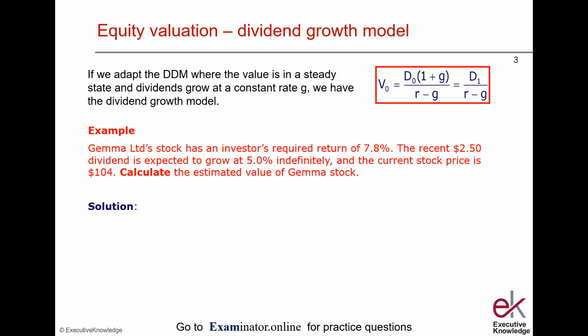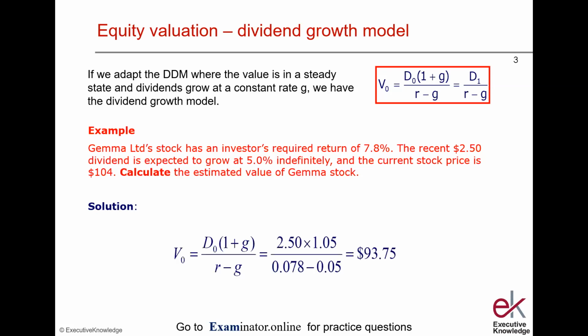Calculate the estimated value of Gemma stock. Okay, you're given the current stock price. Is that the value of Gemma stock using the dividend growth model? Well, here it is. So you take the dividend that's just been paid, $2.50. You grow it by multiplying it by 1 plus the growth rate, 1.05, divided by, and it has to be shown in decimals, 7.8% minus 5%, which is 0.078 minus 0.05, and you get 93.75. So your assumption is that the stock price is overvalued in the market. $104 is way beyond what you value the share at using the dividend growth model.